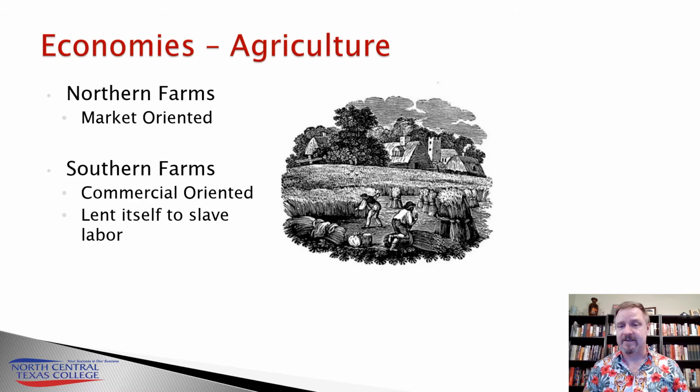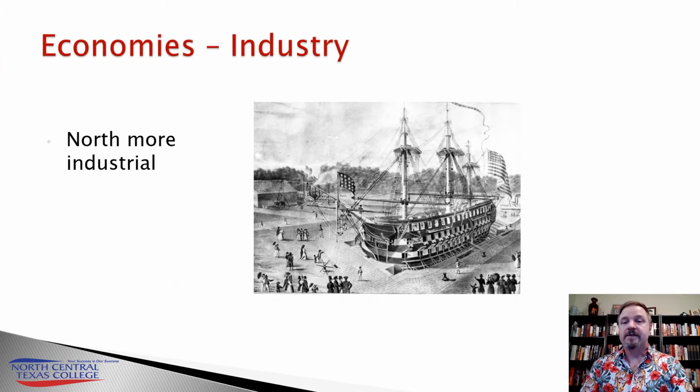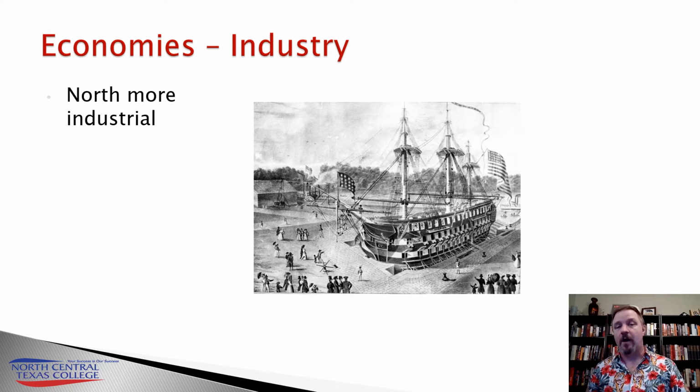This, of course, also lends itself to slave labor, because with these large commercial-oriented farms, you have a lot of need for labor. You need a massive workforce for that. And when indentured servitude disappears, slavery is used to fill that gap. The North isn't as conducive to slavery because it's not as useful in these smaller market-oriented or subsistence oriented farms. So the result of this is that the North is going to be far more industrial, right? You got to do something else then, right?